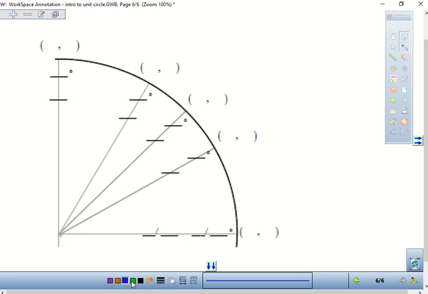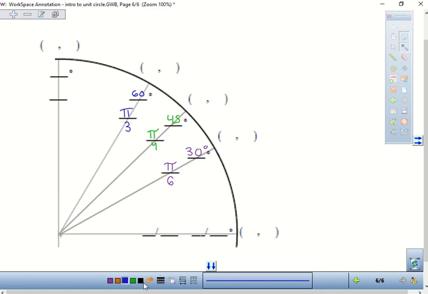So we know that the degree measure at this piece is what? We've done it a few times here. 30. The radians is pi over 6. The next one is 45, pi over 4. And the next one is 60, pi over 3.